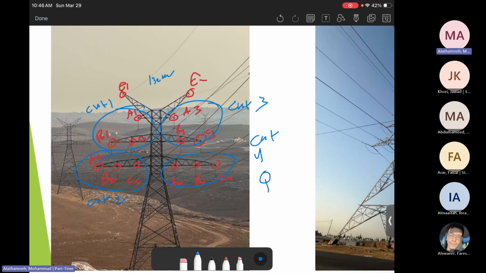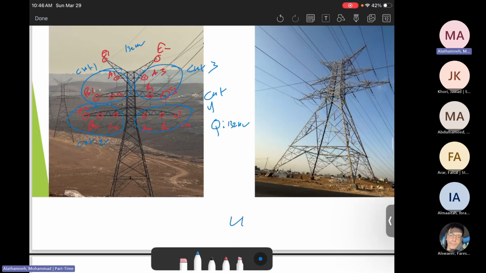So if we say 132 kilovolts, Q, and if you say 4Q, which will be 400 kilovolts, quadruple. Okay?